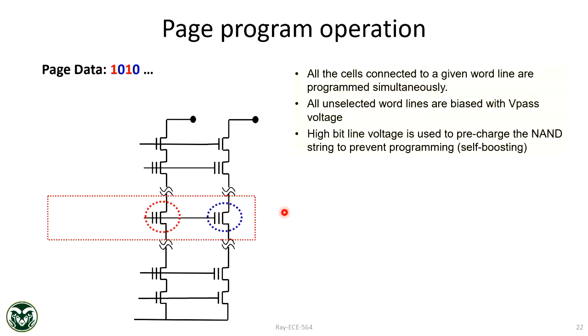How will I do it? Because to program this blue cell, I have to put 20 volt. When I put 20 volt, how should I prevent programming on the red one?